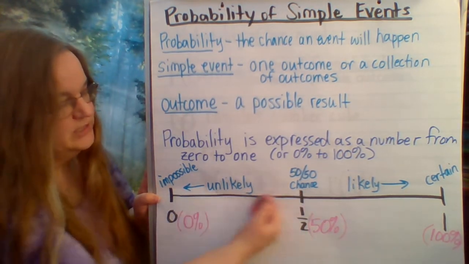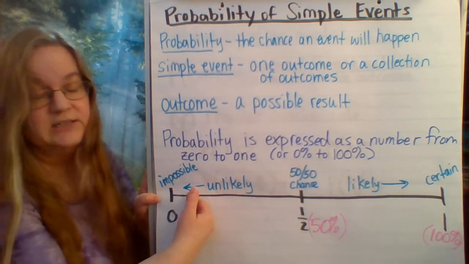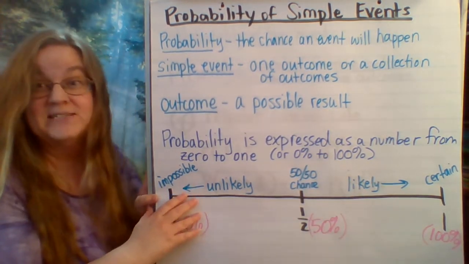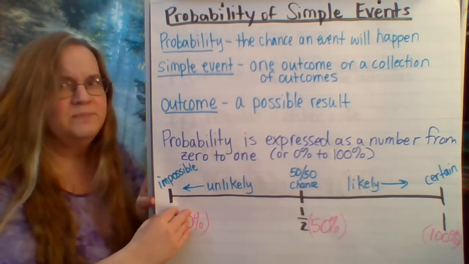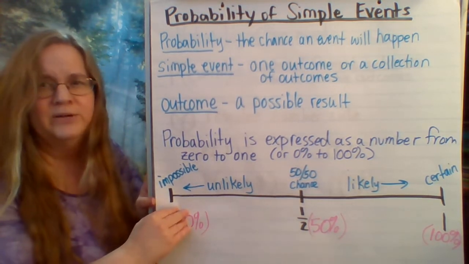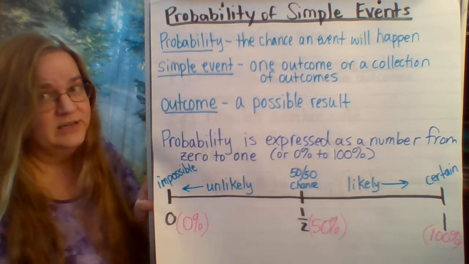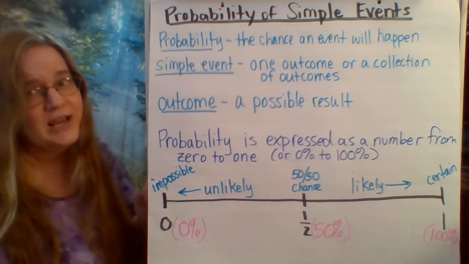And as you look in here, the closer you get to 0, the more unlikely it is. The closer you get to 1, the more likely the event is to happen. So if you have something that has a 95% chance of happening, it's really likely to happen. But if you have something that has a 7% chance of happening, it's not very likely to happen. It's very unlikely, is what we would say. It still could happen. It's just not very likely that it will.